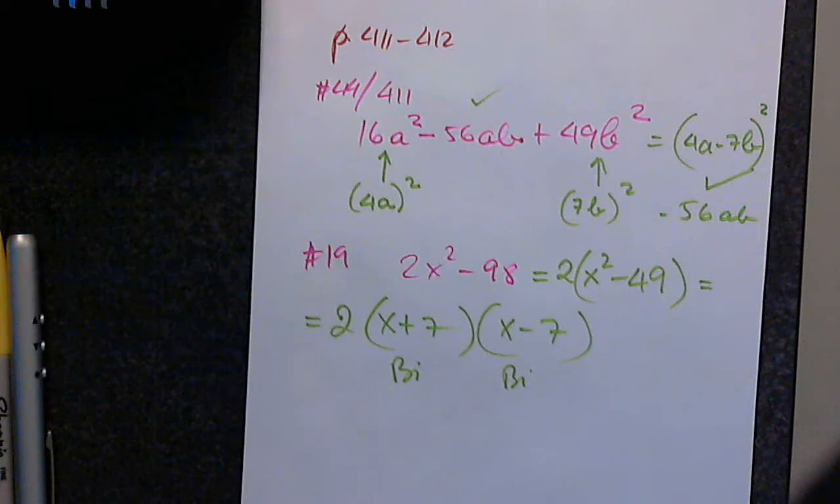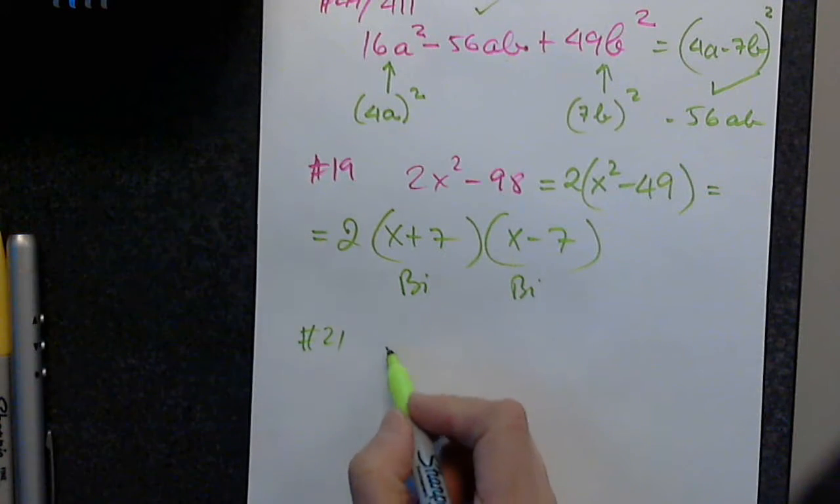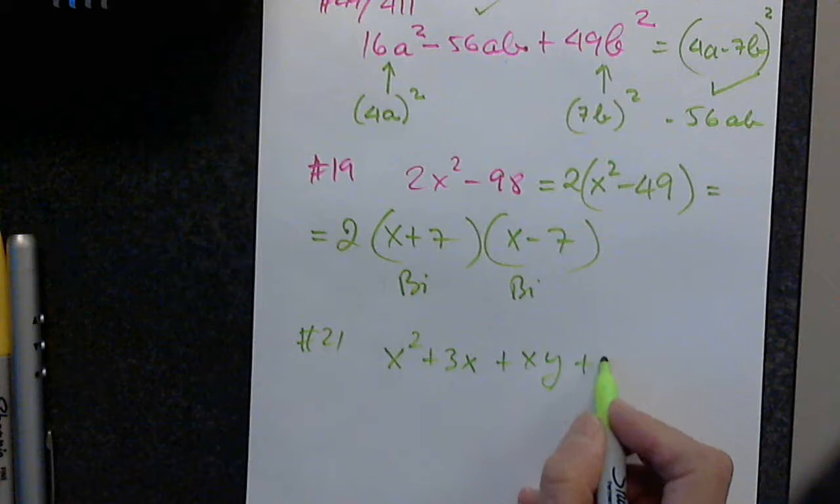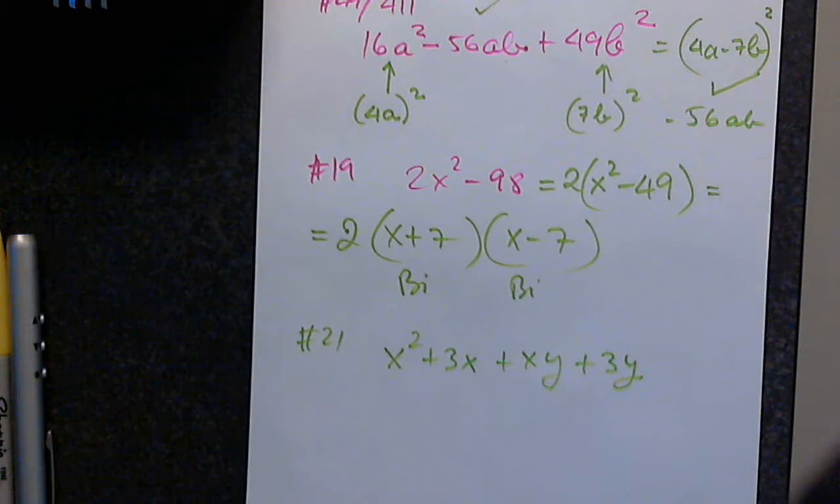Very good. Next example, next problem. Maybe 21. 21 it is. I see. X squared plus 3x plus xy plus 3y. Perfect example.